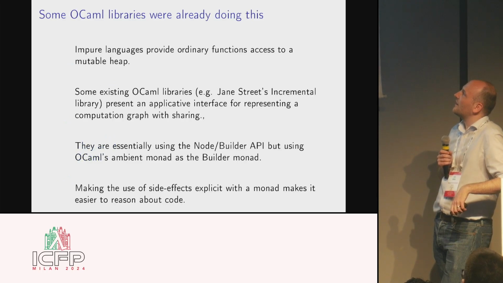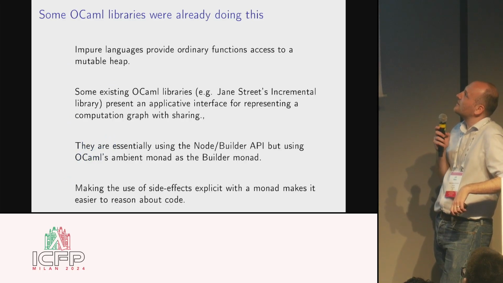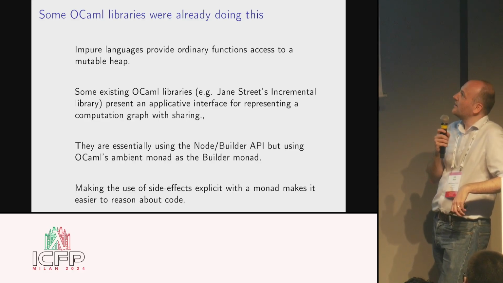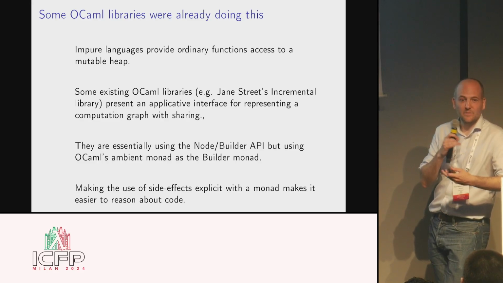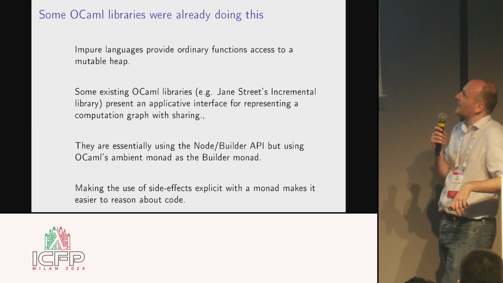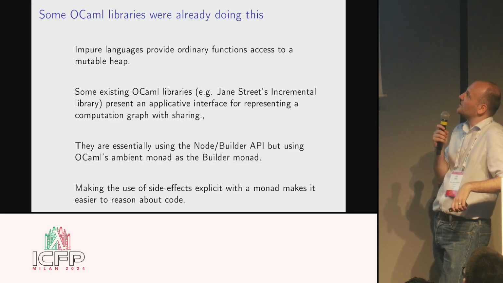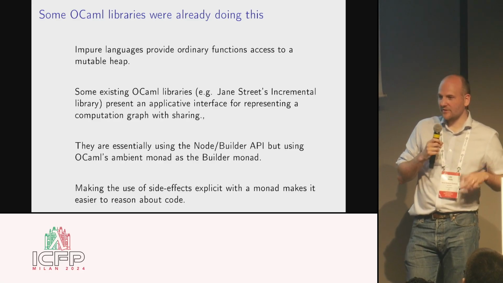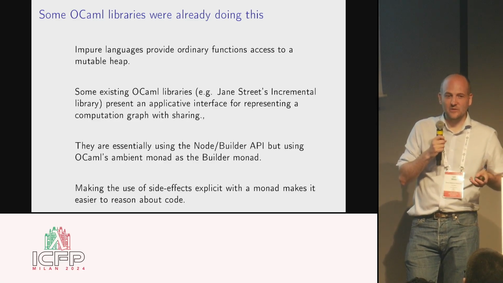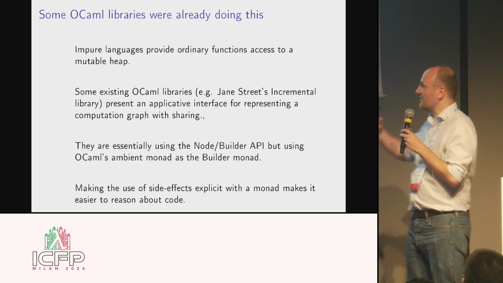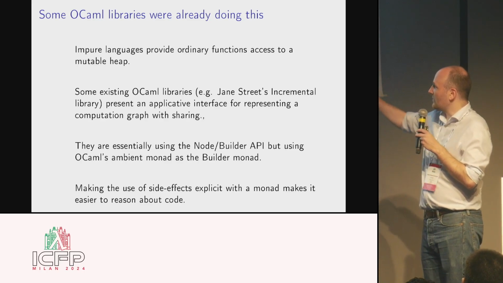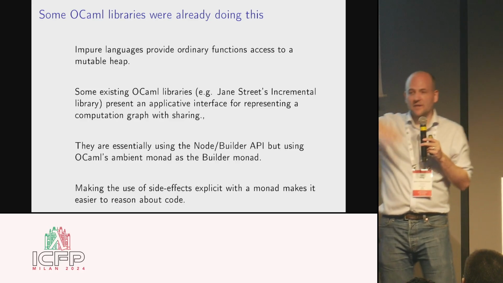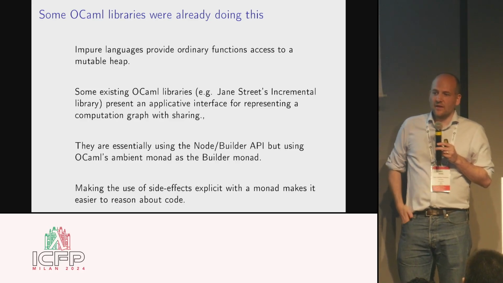Right. Okay. And another interesting thing is that some OCaml libraries were already doing this. So we've seen that in an impure language, ordinary functions have access to a mutable heap. And some existing libraries, in particular Jane Street's Incremental library, actually give you an applicative interface for manipulating graphs with sharing, which, as discussed, you can't actually do. And the way they're doing that is they're basically doing the same pattern, the node builder API, but they're just using OCaml's ambient monad as the builder monad.